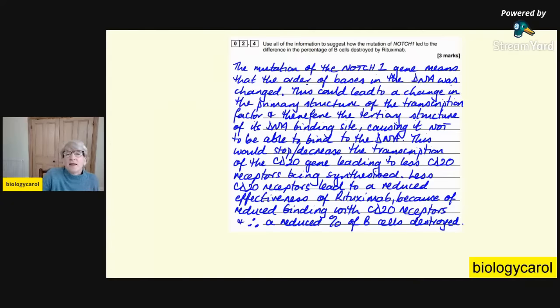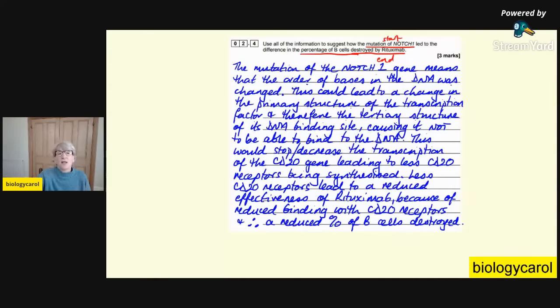Okay, here is the start of your answer: a mutation of Notch1 led to a difference in the percentage of B cells destroyed by rituximab. So this is the start of your answer, and this is the end. You've got to start by going, well, if there's a mutation, then this is going to happen, and work your way through to the end of the scenario, which is the percentage of B cells destroyed.